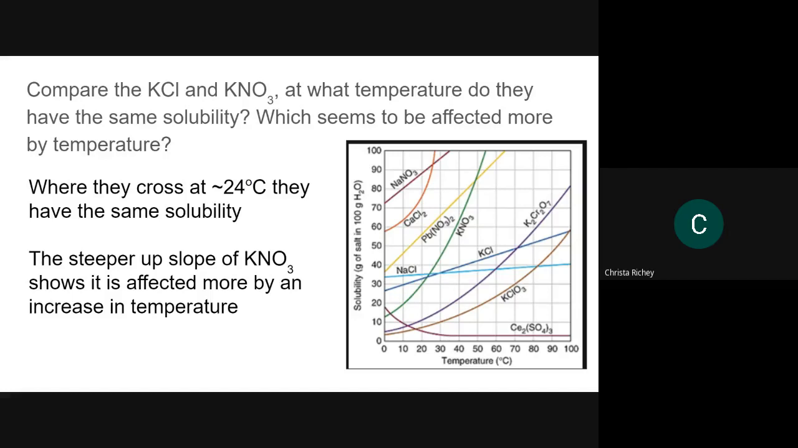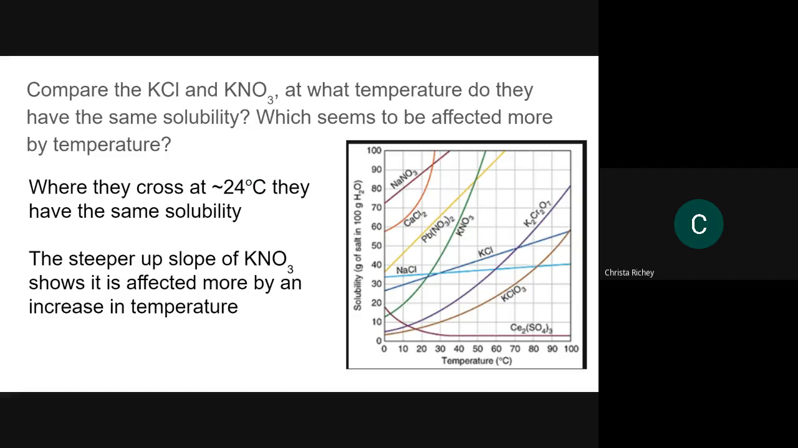And then it says, which seems to be affected more by temperature? They both go up, but the one that goes up steeper, which means it's more heavily affected by an increase in temperature, is the potassium nitrate. The steepest of all of them looks like the calcium chloride. The only one that decreases on here, because like I said, I've not seen your CBA, that behaves like a gas, would be the calcium sulfate. That's the only one that goes down. The one that would be affected the least would be the most flat line, which would be the salt, the sodium chloride.